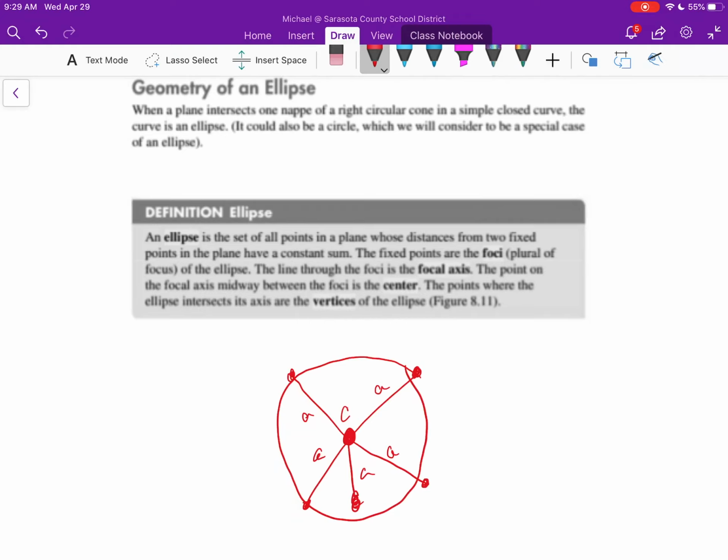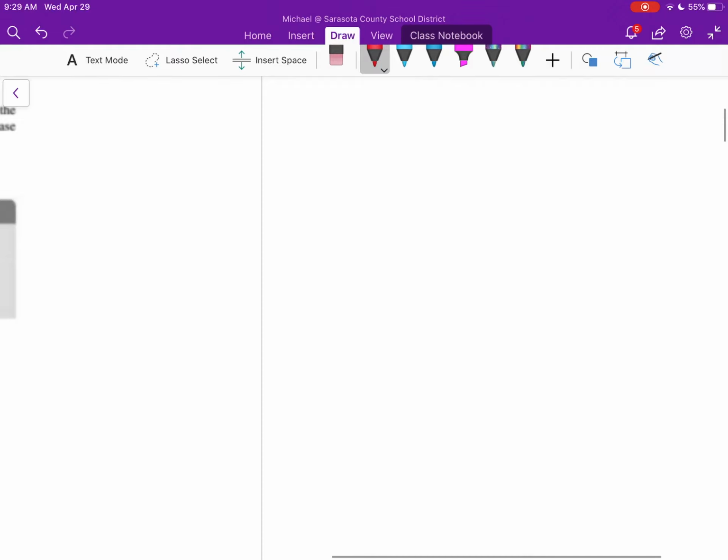Well, where does that differ for an ellipse? An ellipse is the set of all points whose distances from two fixed points have a common or constant sum. A constant sum. So before we go into the rest of the definition, let's talk about the anatomy of an ellipse.